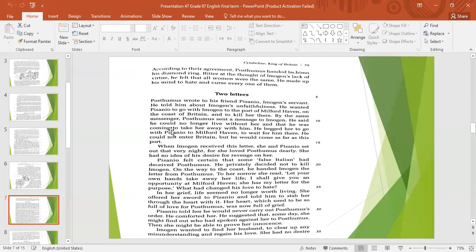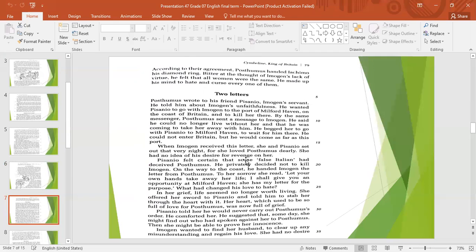He said he could no longer live without her and that he was coming to take her away with him. He begged her to go with Pisanio to Milford Haven to wait for him there. He could not enter Britain, but he would come as far as this port. When Imogen received this letter, she and Pisanio set out that very night, for she loved Postumus dearly.